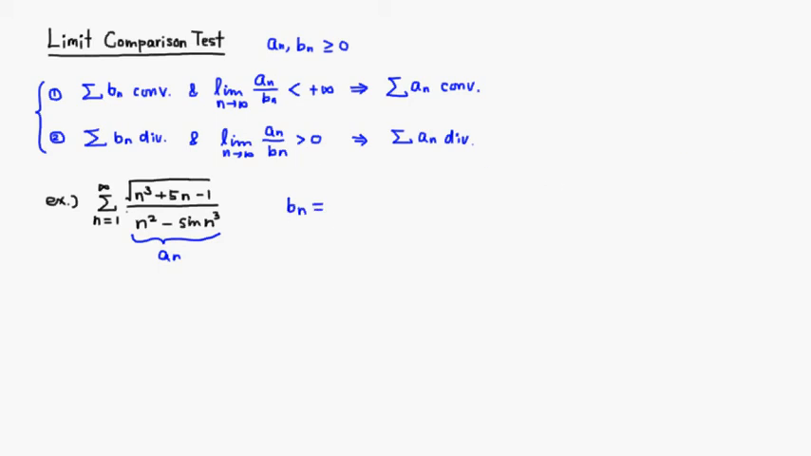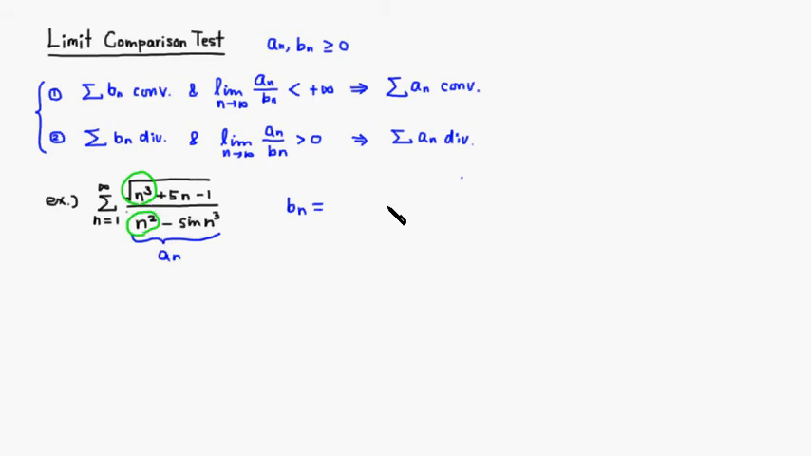The way you come up with bn is to get rid of all the terms that don't really affect the behavior. So we look for the leading term, which is going to be the square root of n cubed on top. On the bottom, you have a choice between n squared and the sine. The sine function doesn't get very big; the biggest it can be is 1, so it's negligible. So the leading term is n squared.